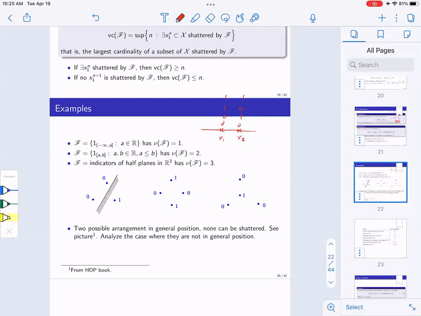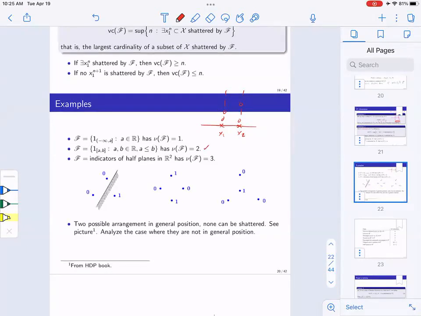There is a case where these are on top of each other, but we don't have to worry about all, just there exists one. And then no three-point set can be shattered. So in order to show this, I have to also show that no three-point sets can be shattered. You want three distinct points, right? They can't be on top of each other because that would be a two-point set. Three distinct points. No three distinct points can be shattered.